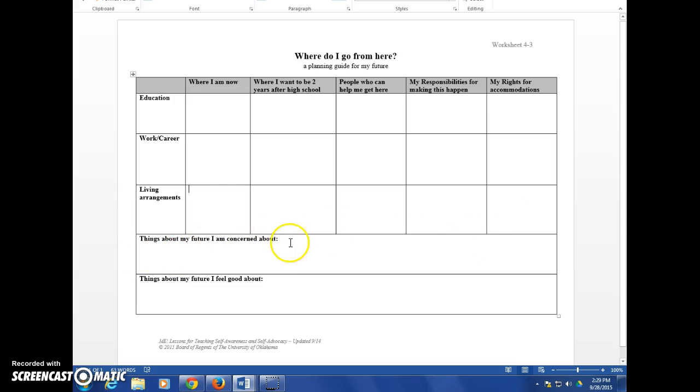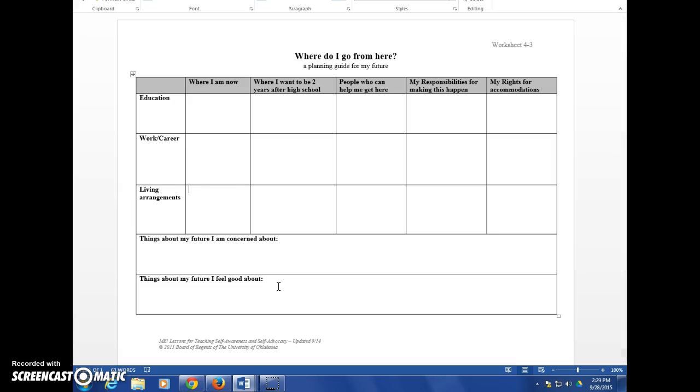Finally, things about my future that I'm concerned about. What scares you as you make these plans, okay? These are obviously not written in stone. They're just ideas of what you'd like to do, but what gives you concern? What worries you about these plans? Below that, what do you feel good about? What do you feel like, "Oh yeah, I can definitely accomplish that?"